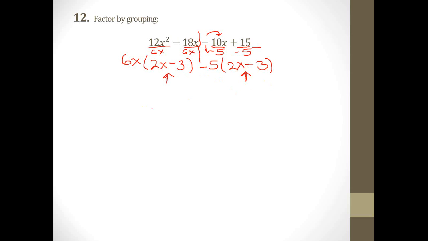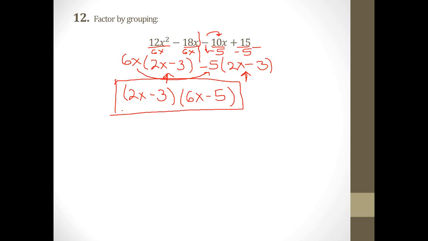But if they are the same, you can regroup the problem and bring down the factor they have in common, and you regroup the leftover numbers, which is the 6x and the negative 5. So 6x minus 5. This would be this problem in factored form. And if you look at your packet, this should be answer choice B.